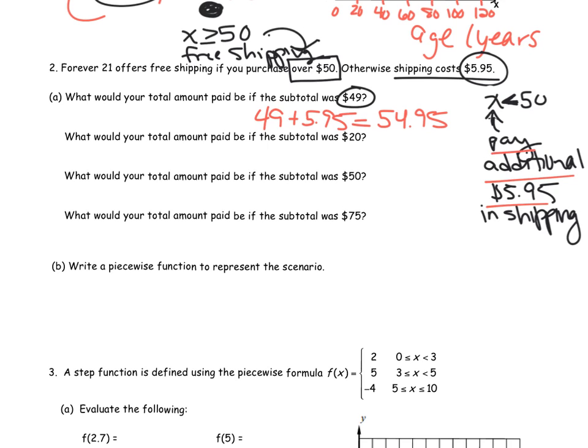Okay, so now let's take a look at the next example. We have now the subtotal is $20. Well, again, $20, you're nowhere near that 50 mark. In order to get that free shipping, you need to be at least that 50 mark. So we're going to still have to pay that shipping of $5.95.